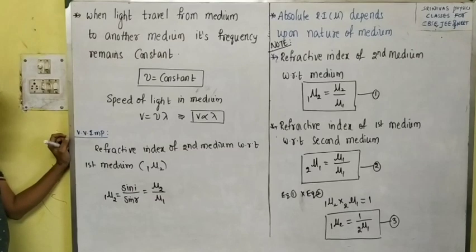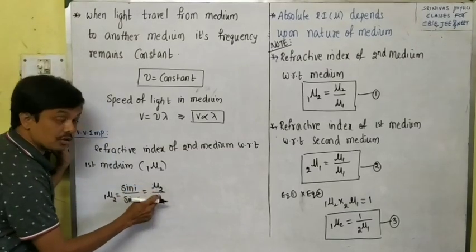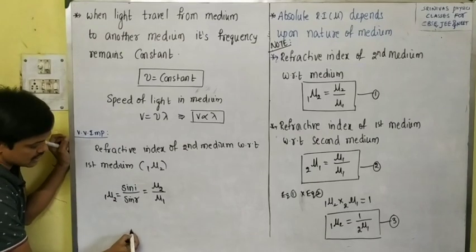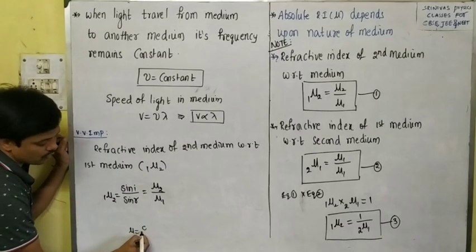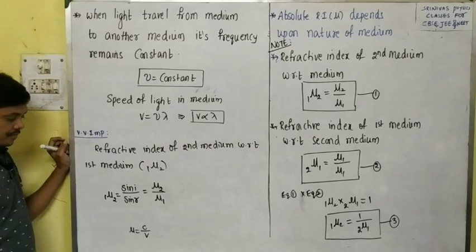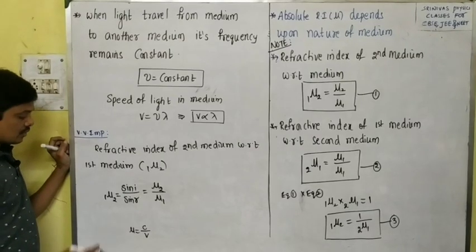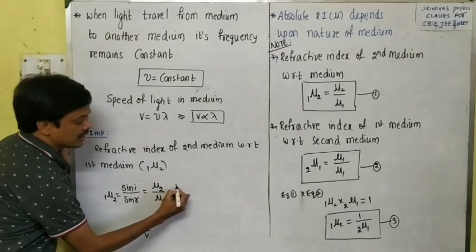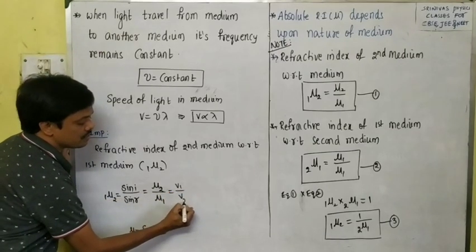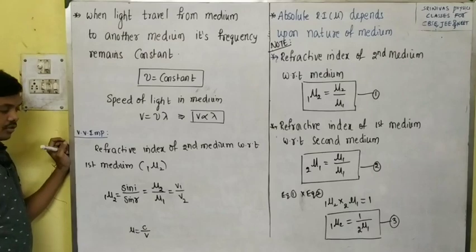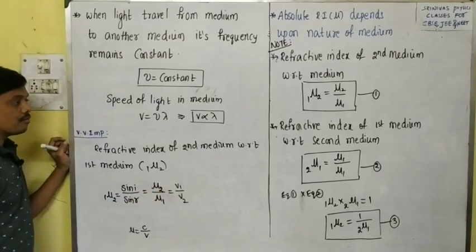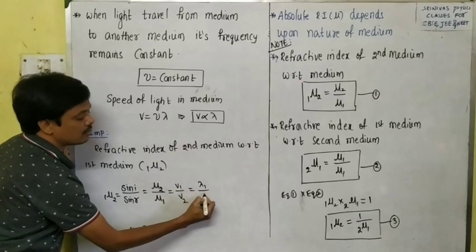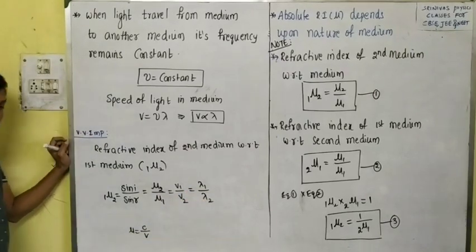Mu2 by mu1. But what is mu2? Mu2 is the absolute refractive index of the second medium. There is one formula for the absolute refractive index: speed of light in vacuum by speed of light in medium. Or otherwise, the 1 mu 2 formula we can also write directly as the speed of light in first medium by speed of light in second medium. Is it right? 1 mu 2 equals v1 by v2. But the speed depends upon wavelength, so we write lambda 1 by lambda 2.